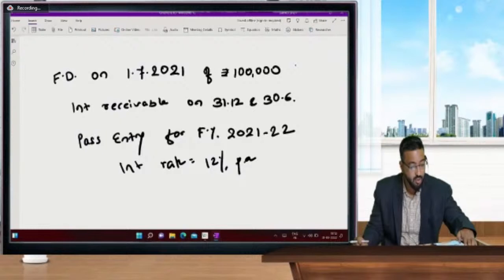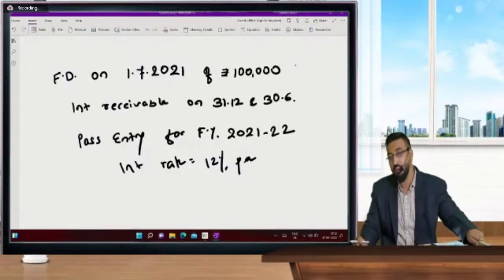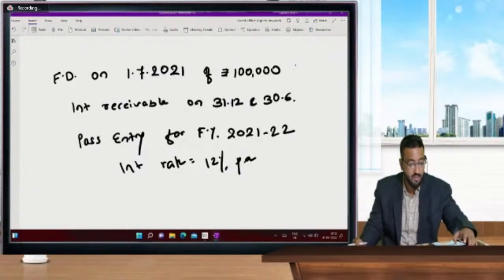Good beta, good, good. Beta, one more entry still remaining. One more entry. You have not transferred to P&L. So Suvarnesh, please, only one entry left. Good. Last time I was shocked. Many students have not answered. But this time good.